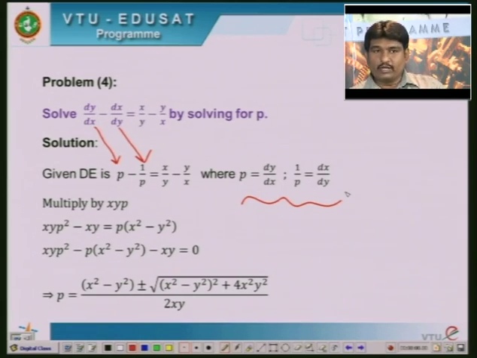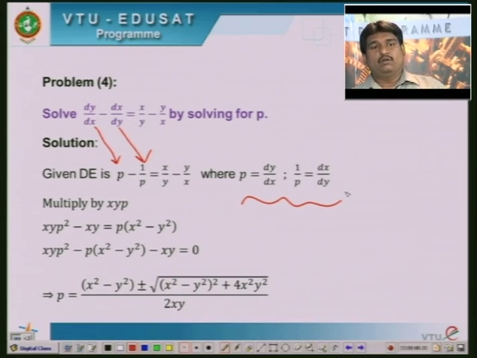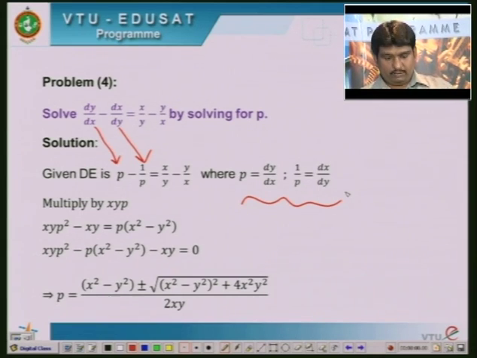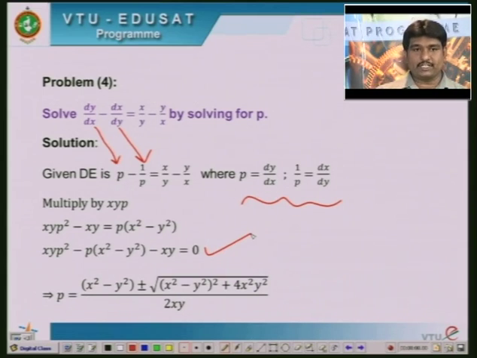One, you can factorize it by solving the quadratic equation xy into p square minus p into x square minus y square minus xy equal to 0. B is minus of x square minus y square, so this is minus b plus or minus root of b square minus 4ac divided by 2a. You just solve this.